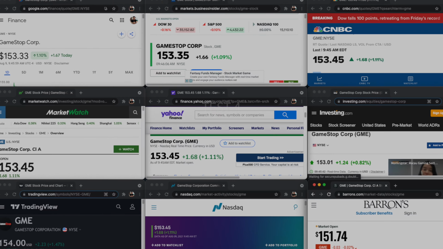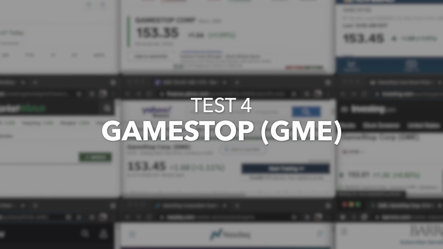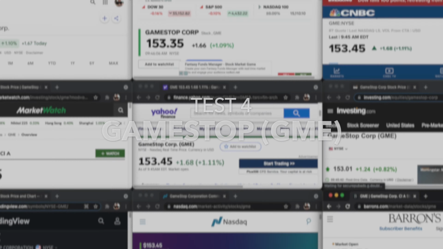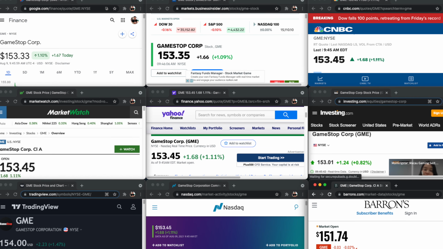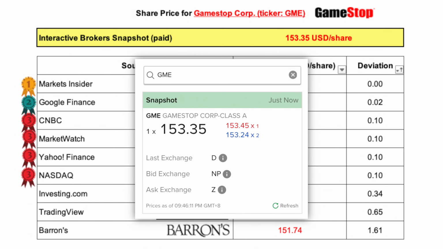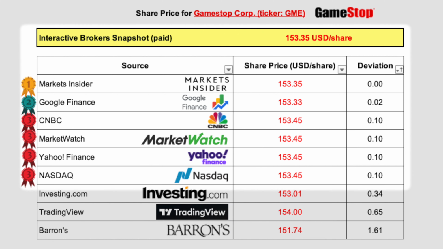My next test is on the king of all meme stocks, GameStop, which I think is an interesting subject due to its volatility, and just in case there are any platforms misreporting the stock code for meme stocks. Here's the result. Markets Insider stands at the first place with the same share price as the live data, and Google Finance follows closely with only a 2 cents deviation.